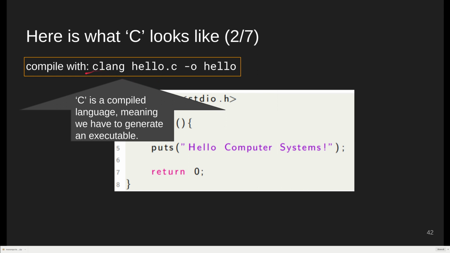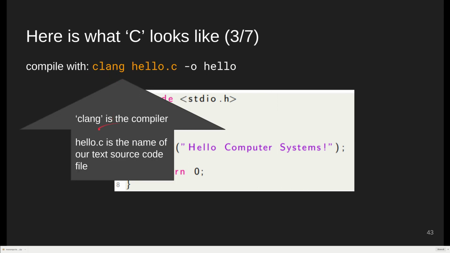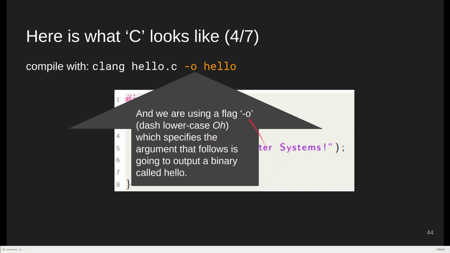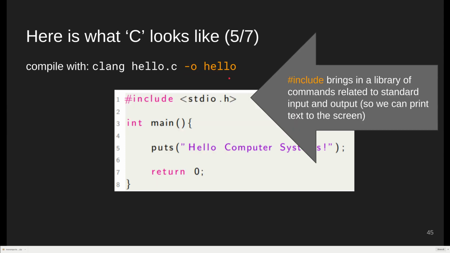So Clang is our compiler. Hello.c is the name of our text source code. That was this guy over here. And then the output, that's a lowercase o, not a 0 or anything, with a dash in front of it. That's called a flag, and the next thing that follows it is an argument to this flag saying, okay, what are we outputting as? And then hello.